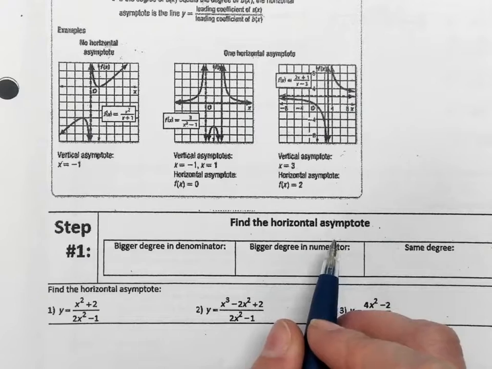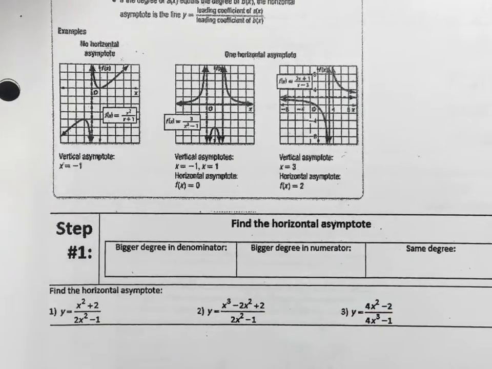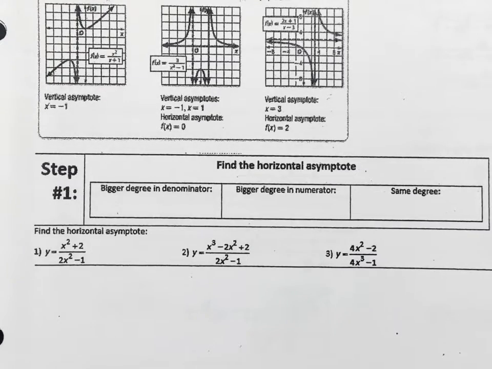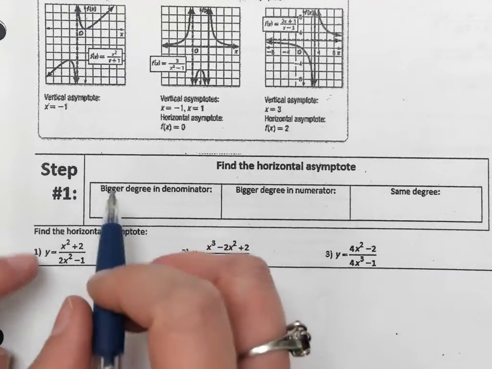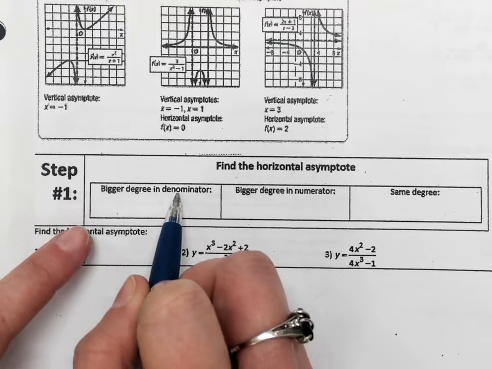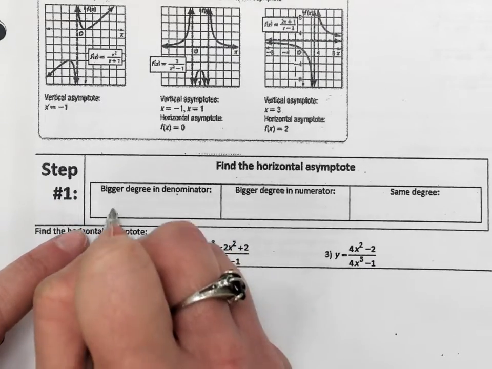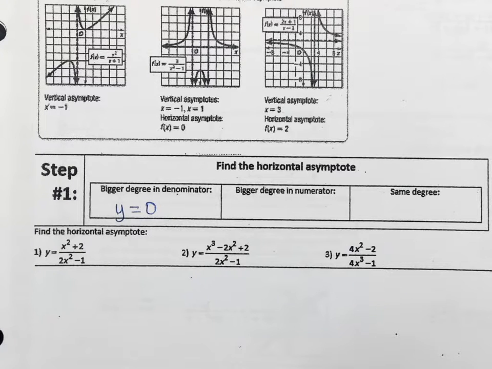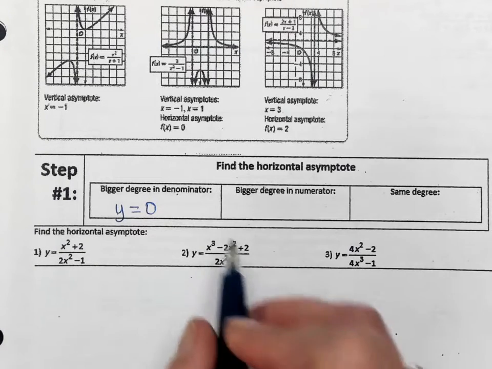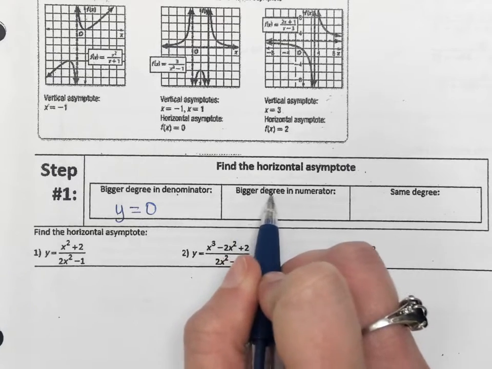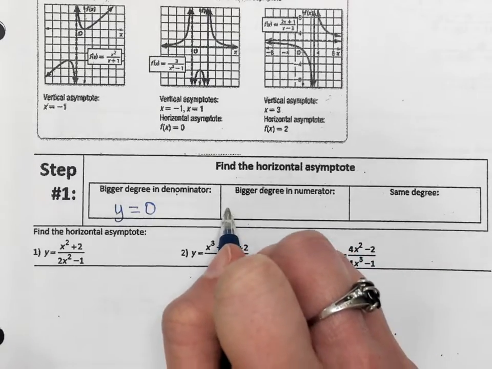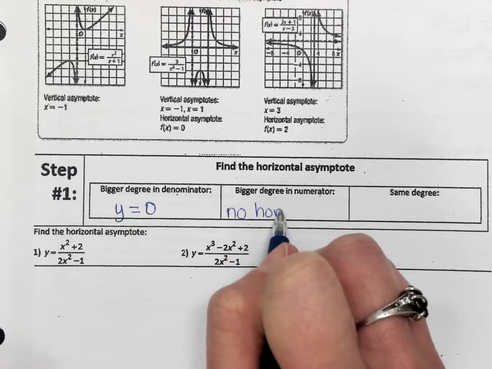You ready? New stuff. All right. So, if you have the bigger degree, what was a degree? The exponent. Very good. So if the biggest exponent is in the denominator, then your horizontal asymptote is y equals 0. If the bigger degree or the bigger exponent is in the numerator, if it's in the top, there is no horizontal asymptote at all. And I'm going to explain to you why.